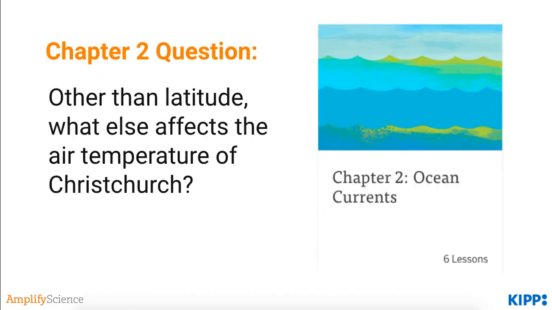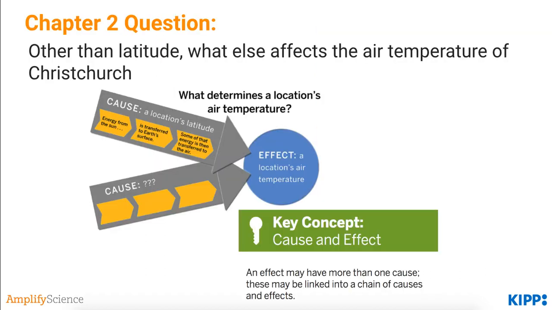Our Chapter 2 question: other than latitude, what else affects the air temperature of Christchurch? Students are introduced to the concept that an effect may have more than one cause. These may be linked into a chain of causes and effects. We know the location's latitude is going to have effect on the air temperature, but what else might there be?